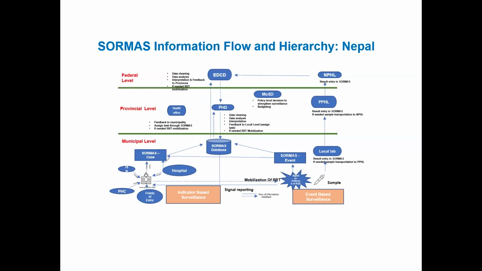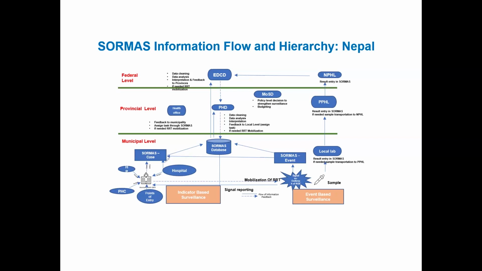The SORMAS information flow hierarchy in Nepal, as you can see in the figure, includes all 3 levels of government in this information flow network. Mainly, as I told already, the information related to outbreaks or alerts is kept at the municipal level, through the designated points of entry that we have here in Nepal, 12 designated points of entry throughout the country. Even hospitals, health posts and primary healthcare centers, the basic level health service providing facilities, and then the laboratories at the community level or the district level.